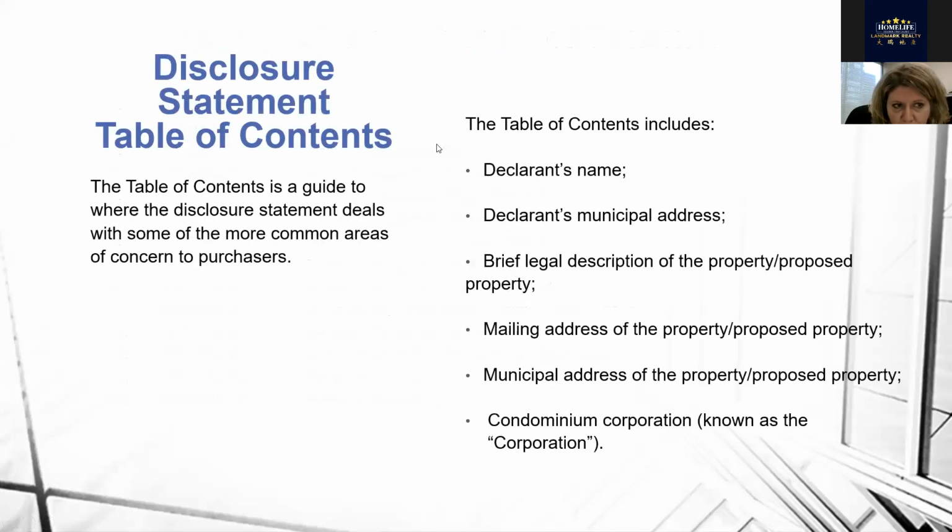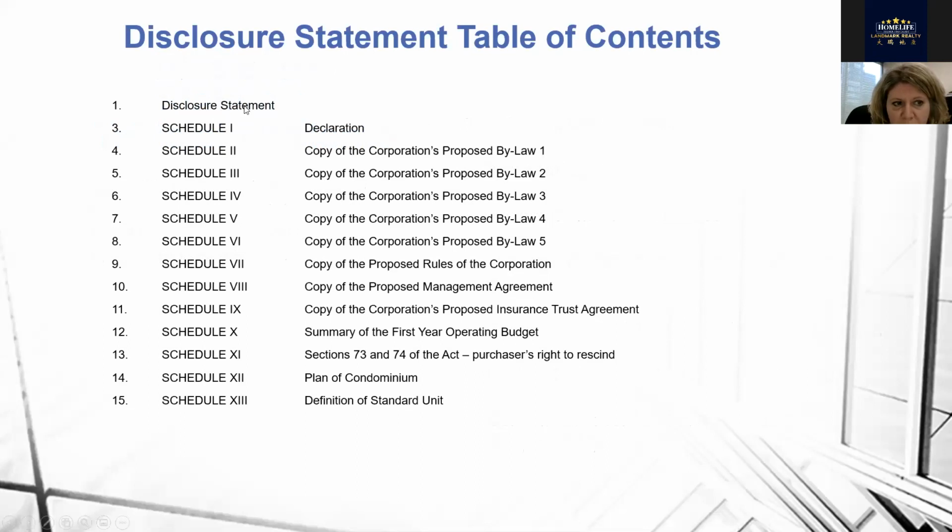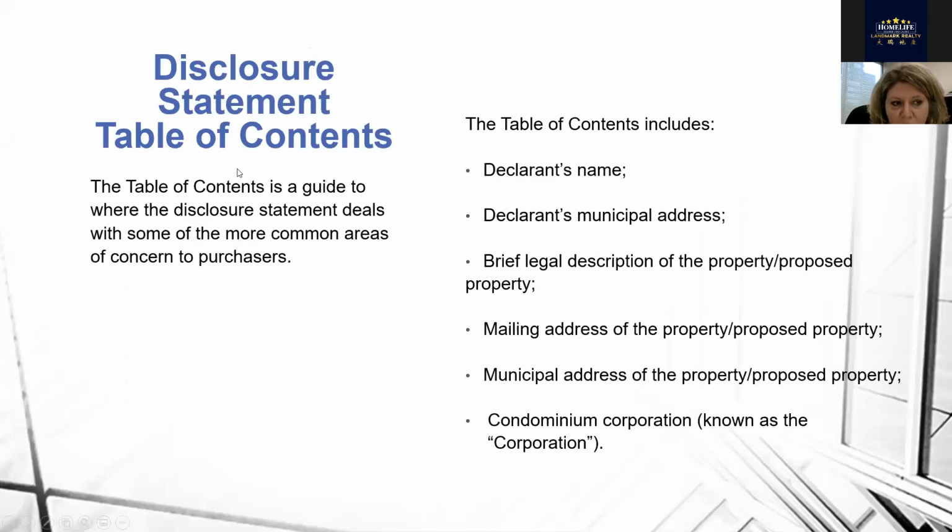What do you have to know? What is a disclosure statement? The disclosure statement is made up of the table of contents, which is a guide to where the disclosure statement deals with some of the common areas of concern to purchasers. So in the table of contents, the declarant's name will be included. Who's the declarant? It is the builder, the developer.